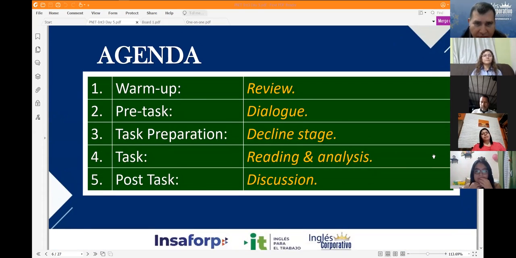In the agenda today, we have review. We're going to be reviewing quantifiers. And then we're going to work on the task. The pre-task is a dialogue. Then the task preparation is going to be the description of the decline stage. And in the task, we're going to have a reading that is the description of the decline of the iPod by Apple. And then we're going to analyze. After that, we're going to have the discussion. Hopefully, we have time for that.